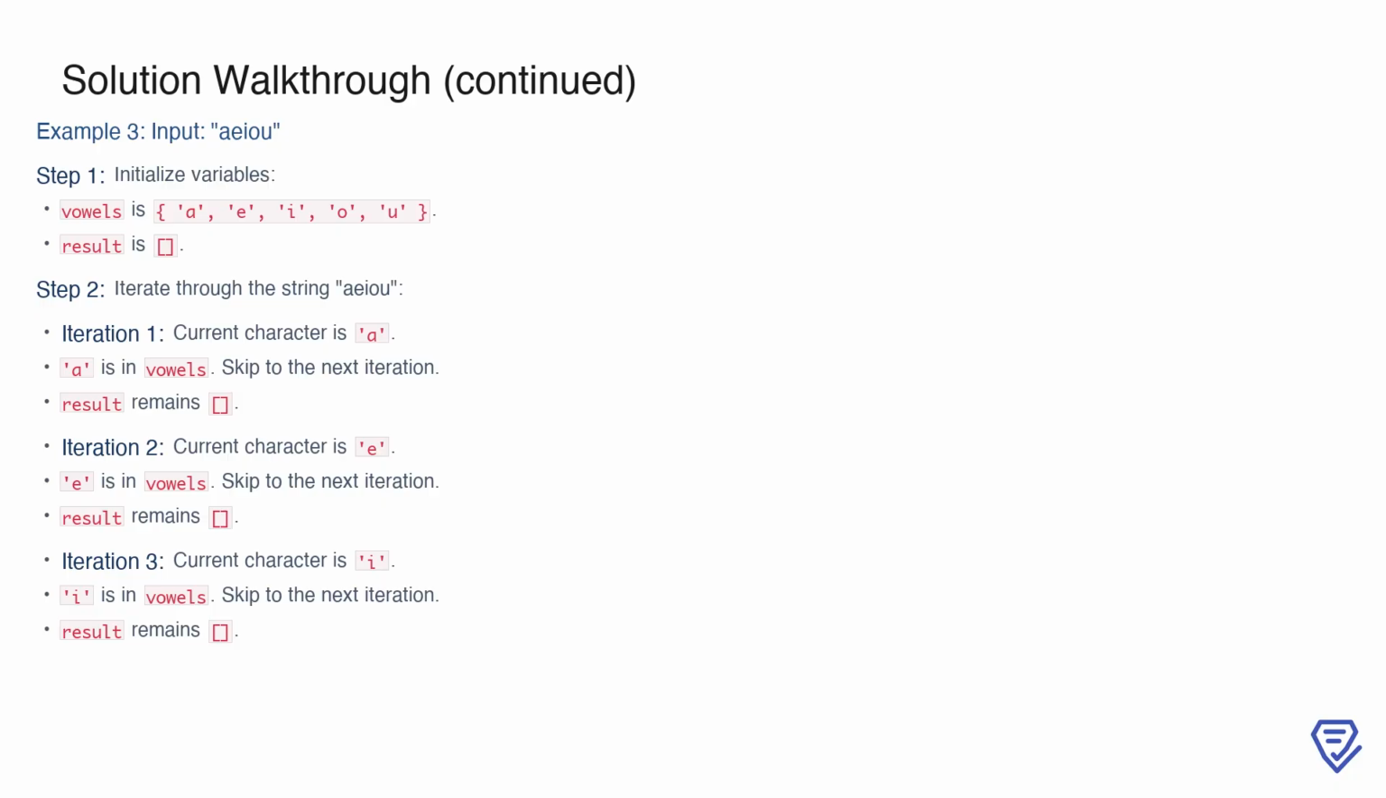In the second iteration, the current character is E. As E is also a vowel, we skip it as well, leaving the result list unchanged. In the third iteration, the character is I. Once again, since I is in the vowel set, we skip it, keeping result as an empty list.